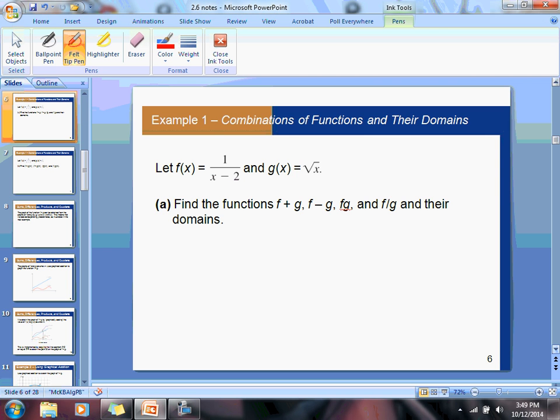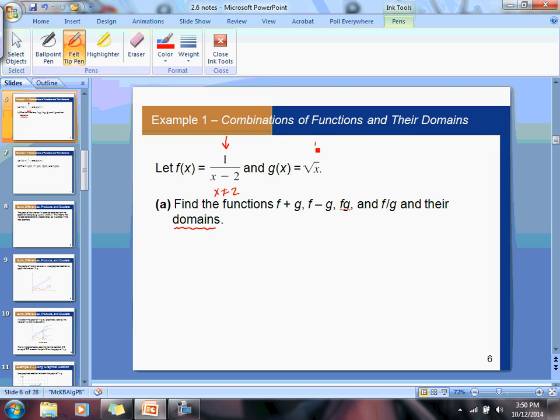And here in example 1, we have two functions. We have f of x equals 1 over x minus 2, and then we have g of x equals the square root of x. And before we get going on adding and subtracting and multiplying and dividing them, I want to find their domains first. Now, the domain of that first function, 1 over x minus 2, is pretty much anything that we want, anything that we can put in for x except 2. So that's the restriction on the domain for that first function. We can't have x being 2.